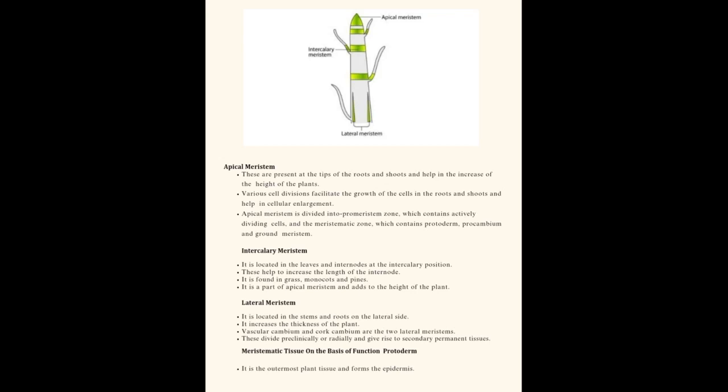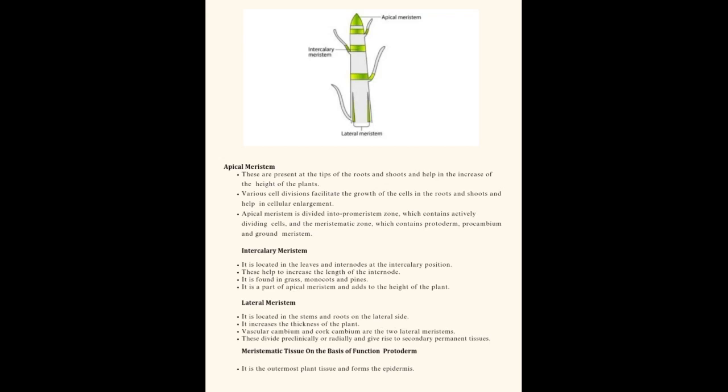Lateral meristem is located in the stems and roots on the lateral side. It increases the thickness of the plant. Vascular cambium and cork cambium are the two lateral meristems. These divide periclinally or radially and give rise to secondary permanent tissues.